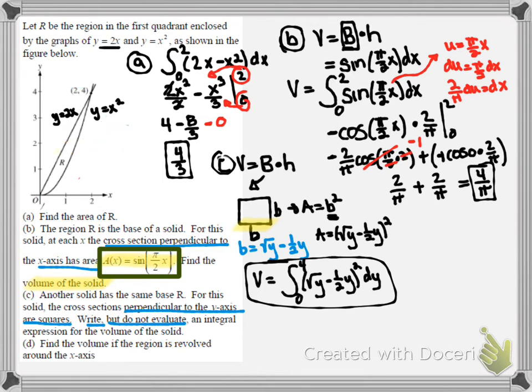For part C, now what we're going to do is revolve this region around the x-axis. So I'm revolving it around the x-axis. So that means this is going to be the center of my cylinder. So notice that there's a gap in between. So this is going to be a washer. I have a big cylinder and a smaller cylinder. So I need to find the volume of this cylinder.